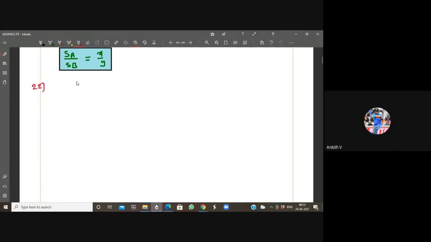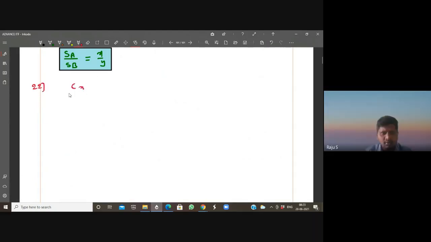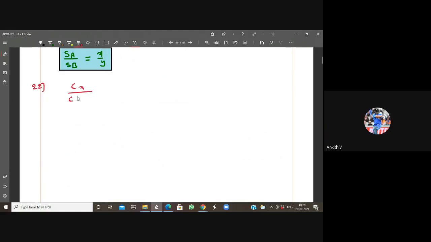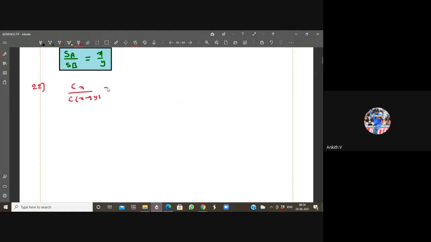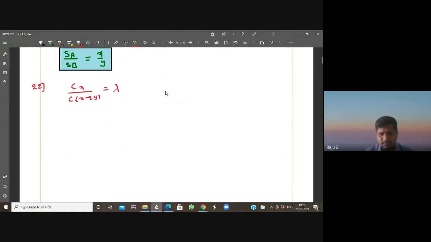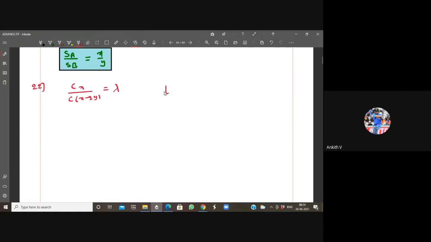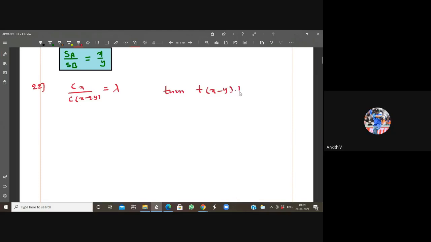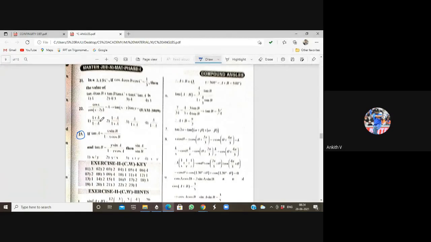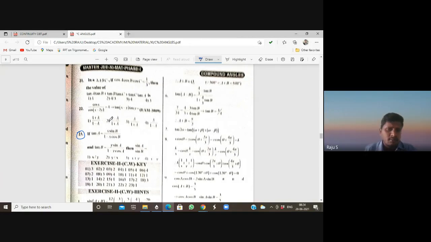So cos x by cos(x − 2y) equals lambda. Then tan(x − y) times tan y is equal to what? The options are in the form of lambda: 1 plus lambda, 1 by 1 minus lambda, 1 minus lambda by 1 plus lambda.